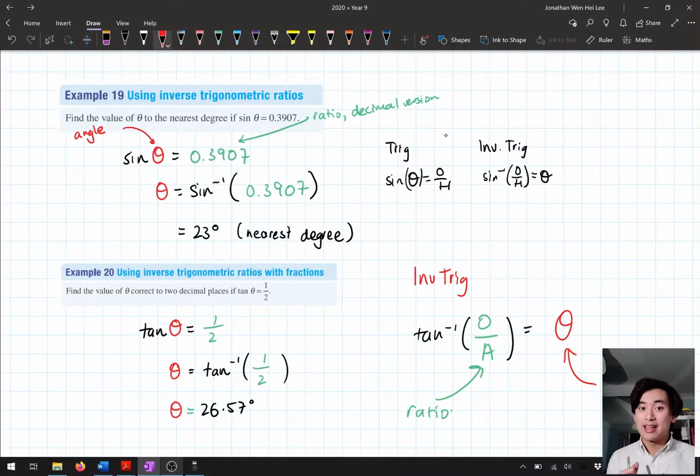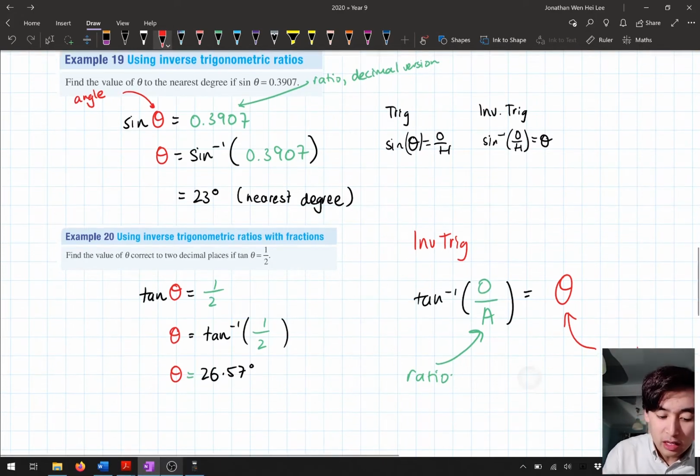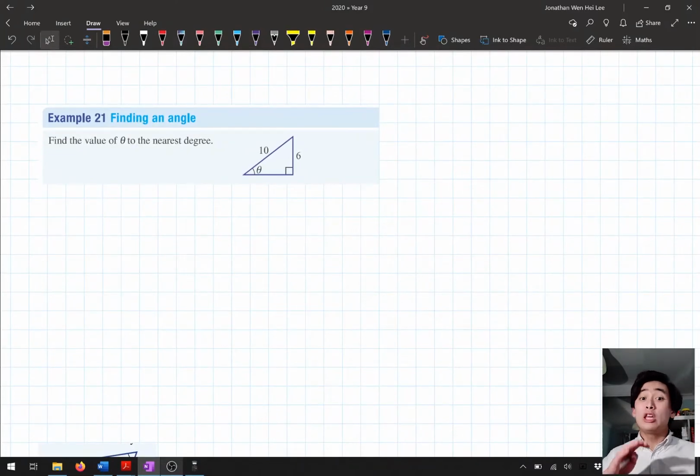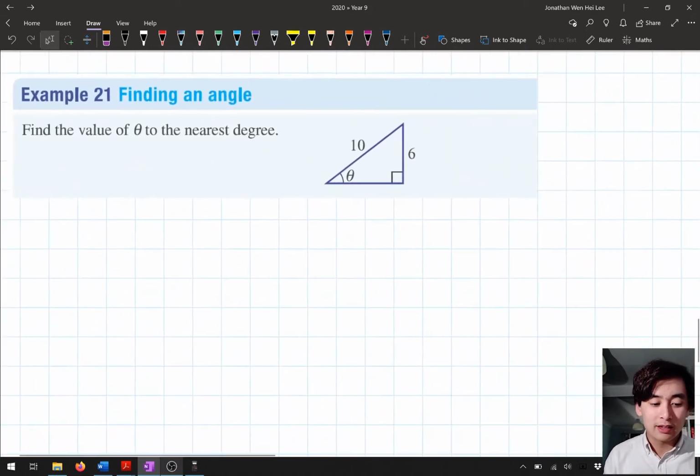Cool. Let's have a look at the next one. So for the next examples, we're actually going to use these skills of putting inverse trig into our calculator to help find a missing angle. Let's have a look at this triangle here. When you're trying to find a missing angle, we use the same 4 steps. For the last while, we've been going through the same 4 steps. The same 4 steps still apply here, but instead of the last 2, we're going to be using inverse trig. Missing angles, inverse trig. Okay, so let's have a go at this question.